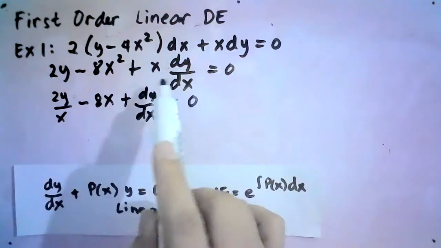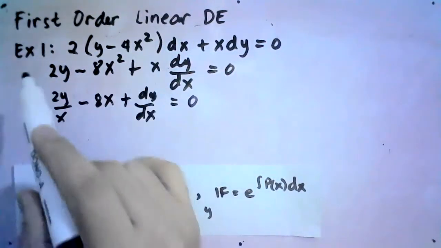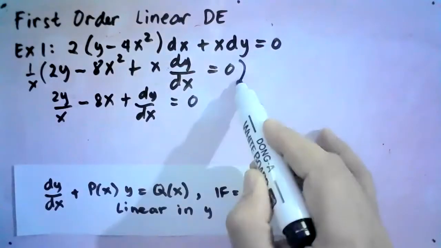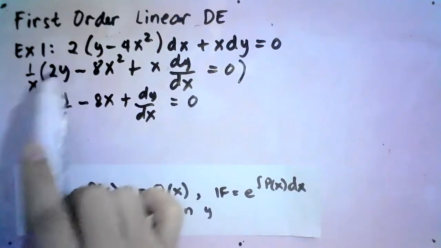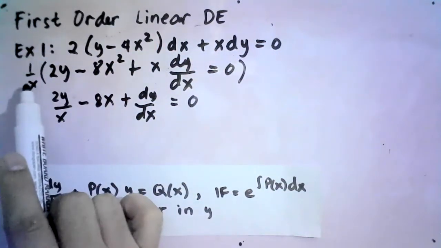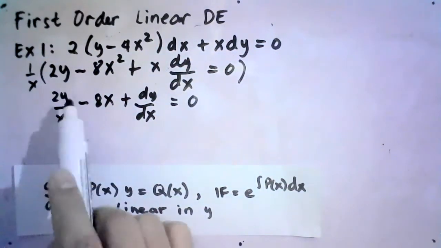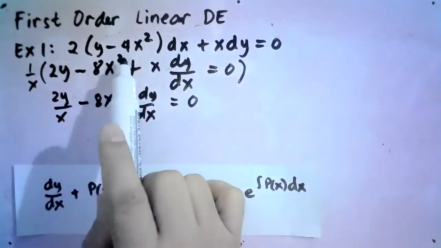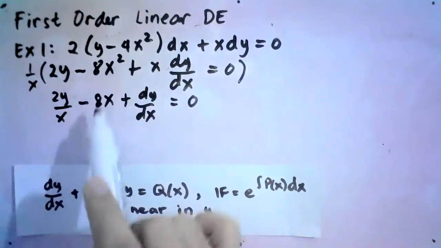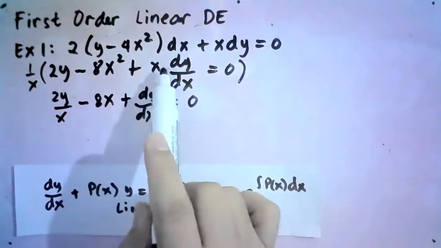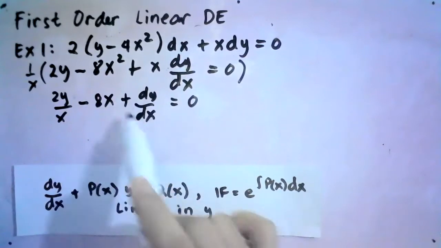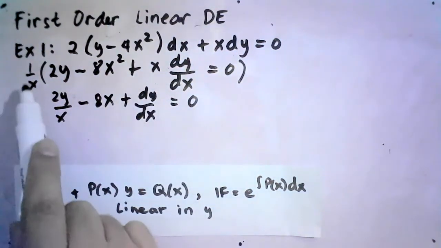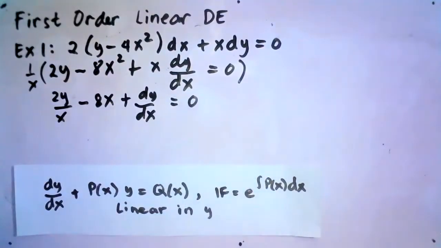So again, I have here an x, so I have to multiply it by 1 over x on both sides. That becomes 2y over x. When we multiply this 1 over x to 2y, you have your 2y over x, and then 1 over x times 8x squared. You cancel x, so you have 8x. What remains here is dy over dx, which is equivalent to 1 over x times 0, that is 0.